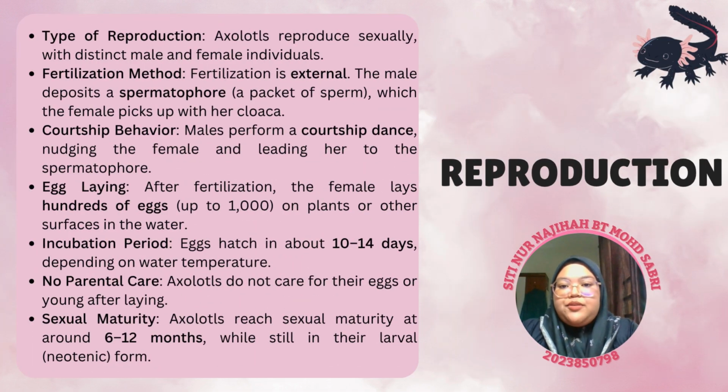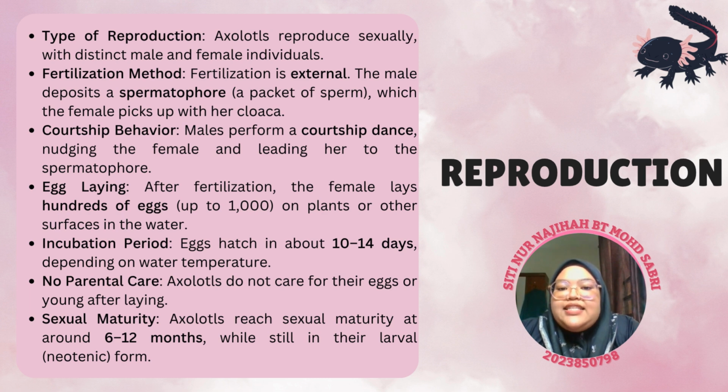Reproduction. Type of reproduction. Axolotls reproduce sexually with distinct male and female individuals. Fertilization method. Fertilization is external. The male deposits a spermatophore, a packet of sperm, which the female picks up with her cloaca. Courtship behavior. Males perform a courtship dance, nudging the female and leading her to the spermatophore.